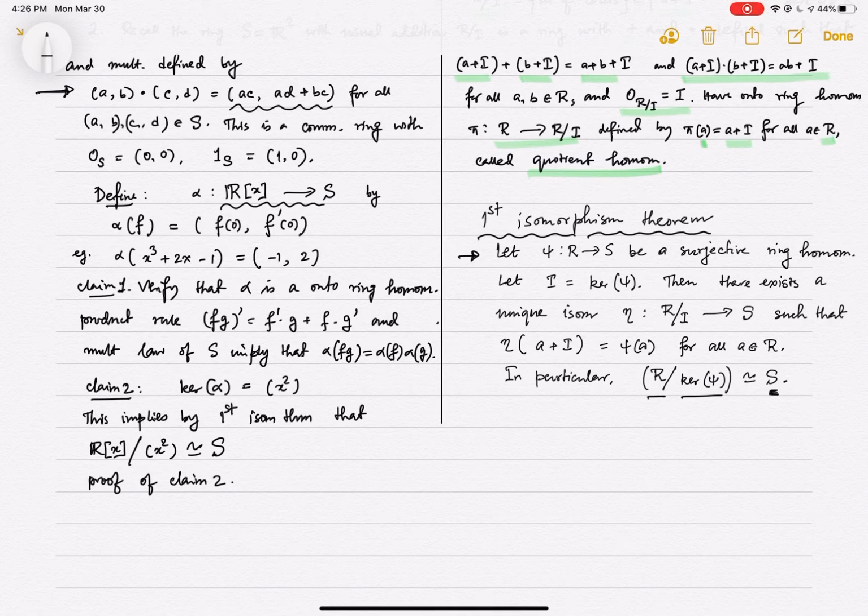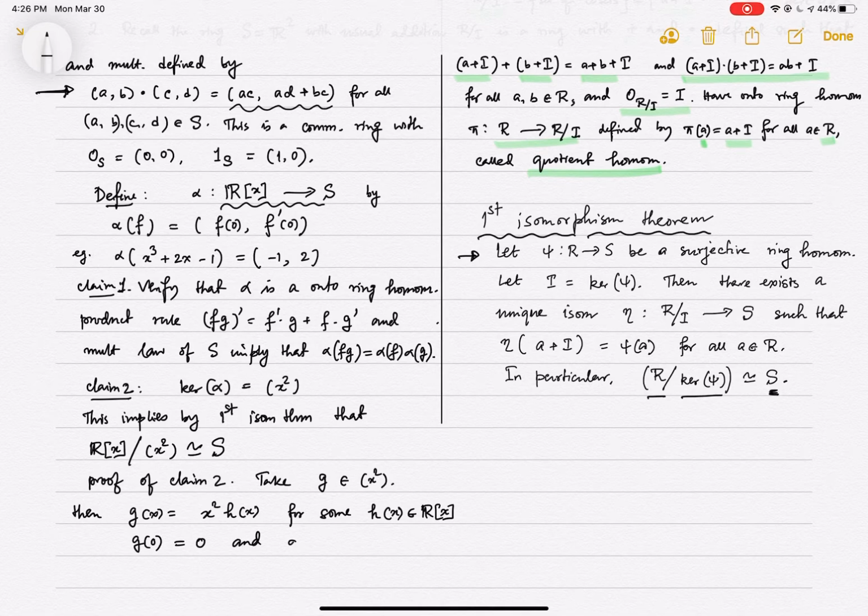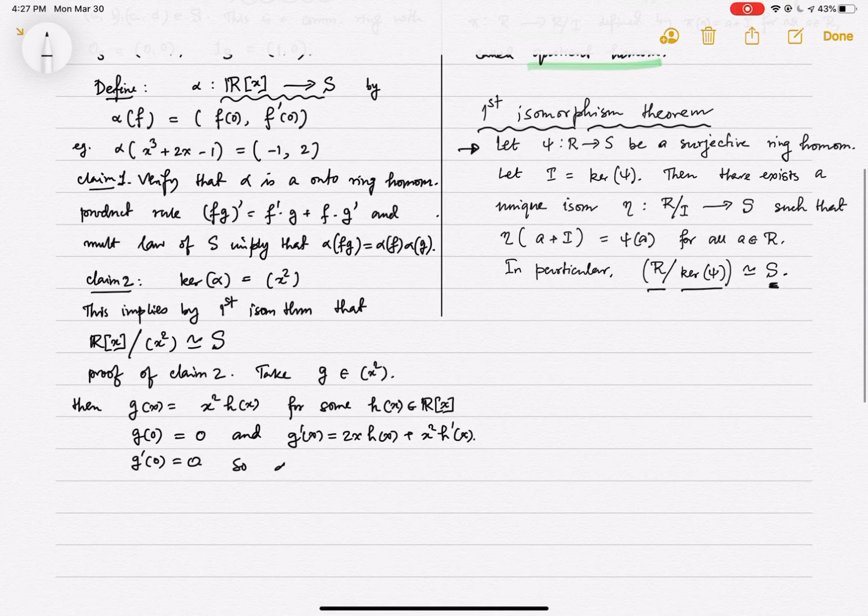You take something that is a multiple of x squared. So take g, which is a multiple of x squared. Then g looks like x squared times some polynomial h. Which means g of 0 is 0 and g prime of 0 is also 0, because g prime of x is 2x h(x) plus x squared h prime(x). So if you substitute x equals 0, you again get 0. So alpha of g, which is (g(0), g'(0)), is (0, 0), which is the 0 element of the ring S. So what does this prove? This proves that all multiples of x squared are indeed in the kernel of alpha.